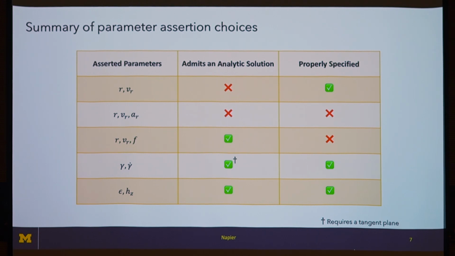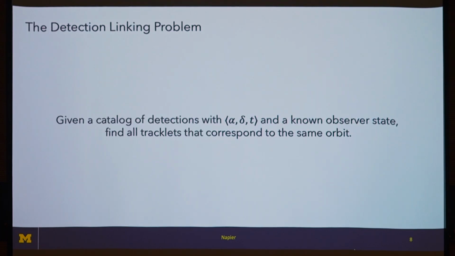You can use the ADES basis that Gary presented in 2000 for the orbit fitting. And that does admit an analytic solution, and it is properly specified, but it requires that you use the tangent plane, which could be a drawback if you're doing a full sky survey. But this admits an analytic solution and is properly specified. So that's how you do the linking problem for tracklets. So now the detection linking problem, where we just have RA, Dec, and a time.